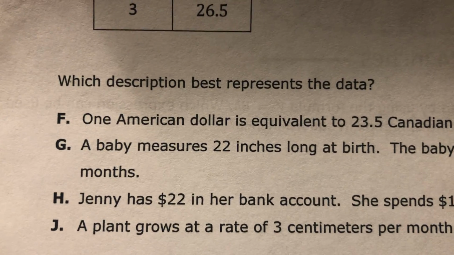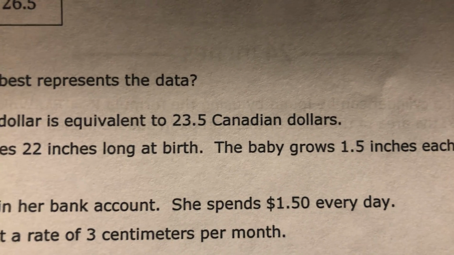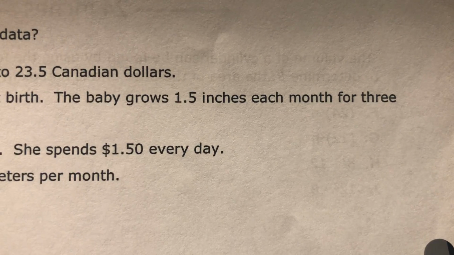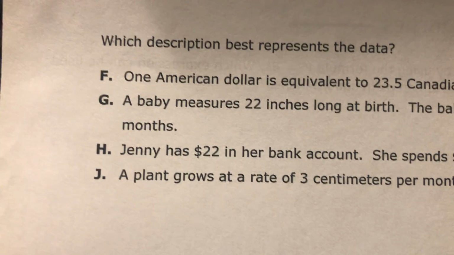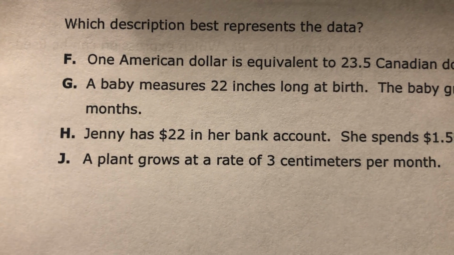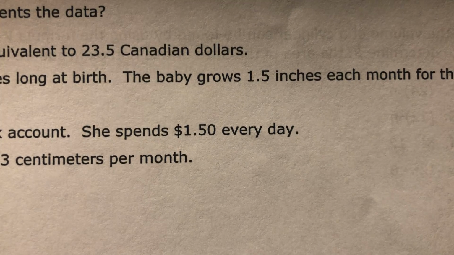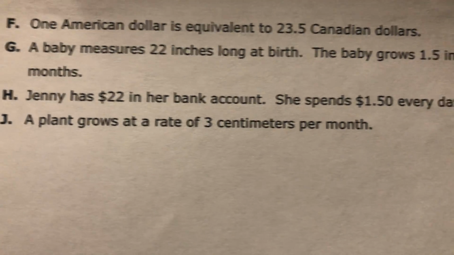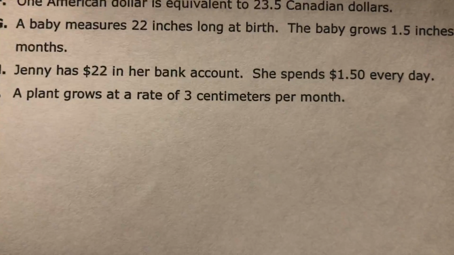F, 1 American dollar is equivalent to 23.5 Canadian dollars. G, a baby measures 22 inches long at birth. The baby grows 1.5 inches each month for 3 months. H, Jenny has $22 in her bank account. She spends $1.50 every day. J, a giant plant grows at a rate of 3 centimeters per month.